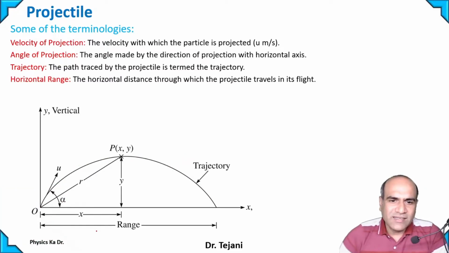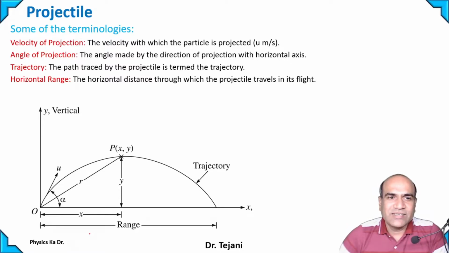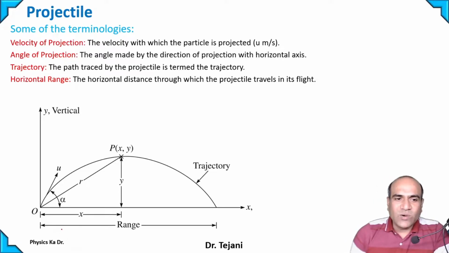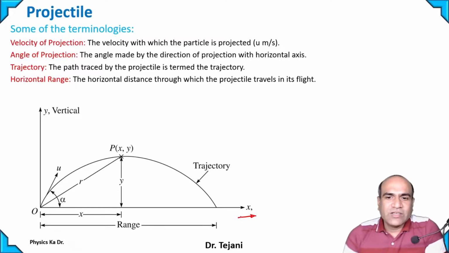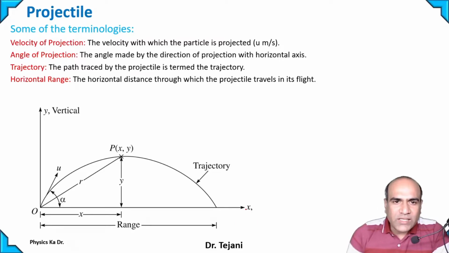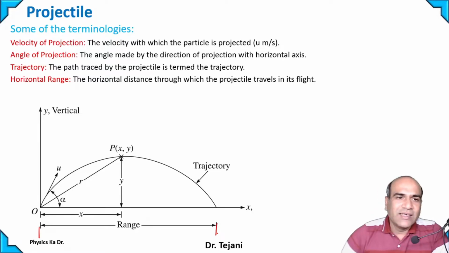Then what next? The next is horizontal range. See, horizontal, that means what? Along the x direction, this is the movement of an object along the x direction. So it is the horizontal distance through which the projectile travels, right? It starts from this position and it ends at this position. So that is known as range, that is known as horizontal range.